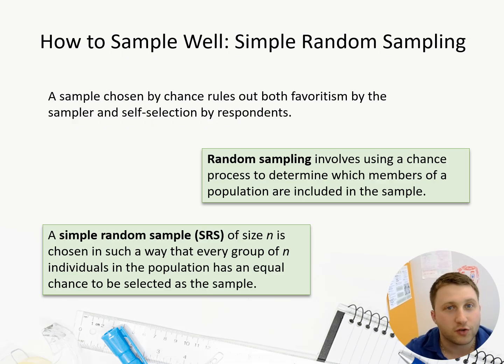Now, the first method of random sampling that we learn about in the course is simple random sampling, which has the acronym SRS. And again, a bunch of the other ones start with an S, but SRS is reserved for simple random sampling. And the defining characteristic of this sampling technique is that a group of size n has the same chance as any other group of size n in the population of being included in the simple random sample.